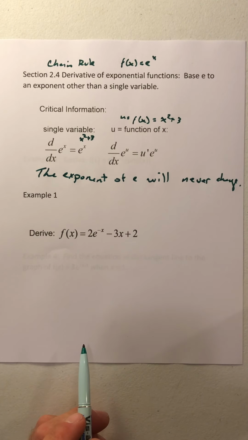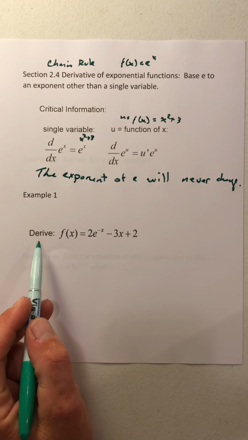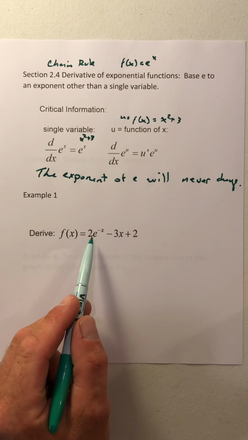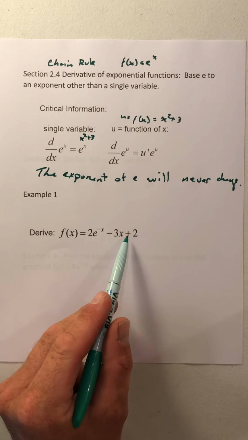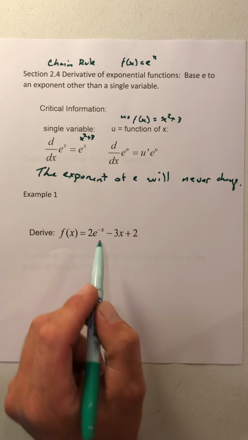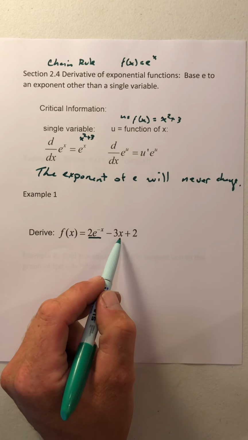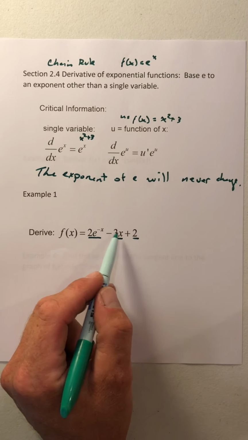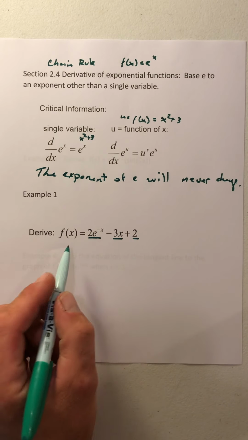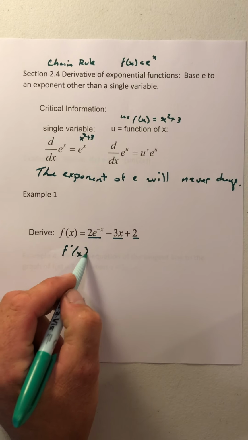So let's go ahead and look through a couple of examples and see how this is going to play out for us. In example 1, we're asked to derive f of x equals 2e to the negative x minus 3x plus 2. We should see that we're going to break this up into 3 different parts. We're going to find the derivative of each individual part.